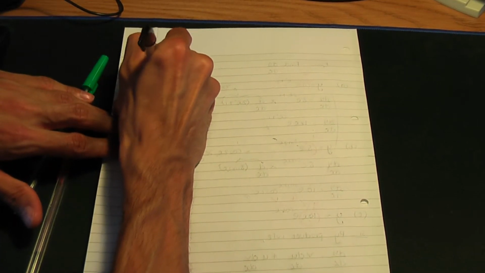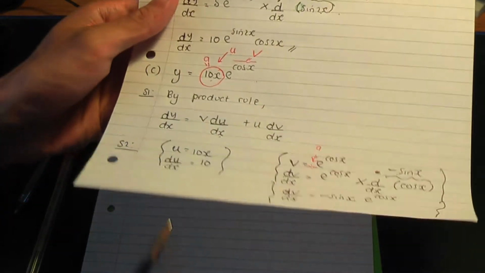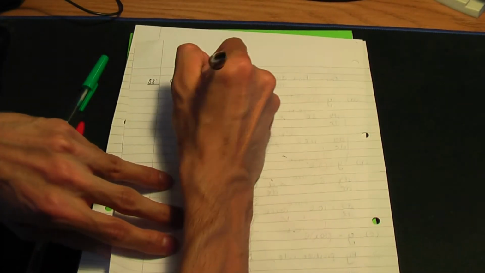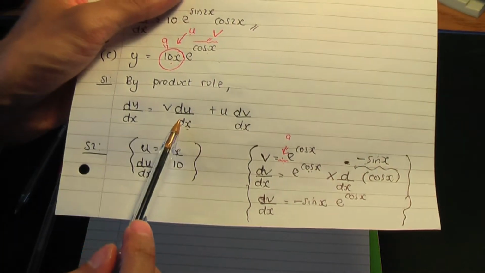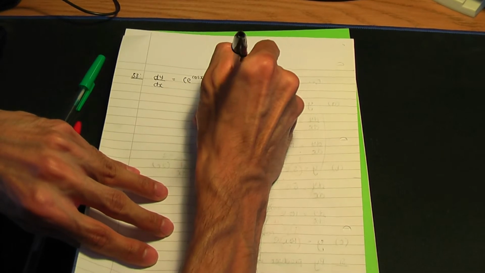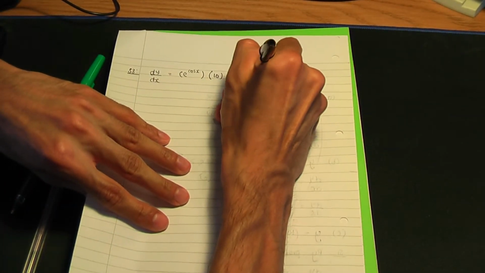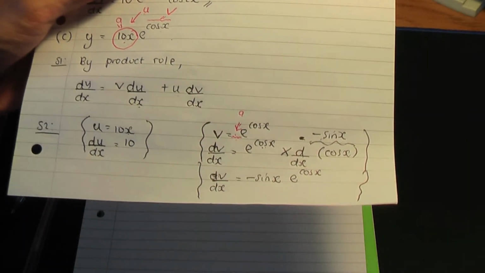So step number 3, dy over dx is equal to, now going back to the product rule, v is e to the power cos x, so let's jot down that, e to the power cos x, multiplied by du over dx being 10, plus, so u is 10x, multiplied by dv over dx, which is minus sine x e to the cos x.